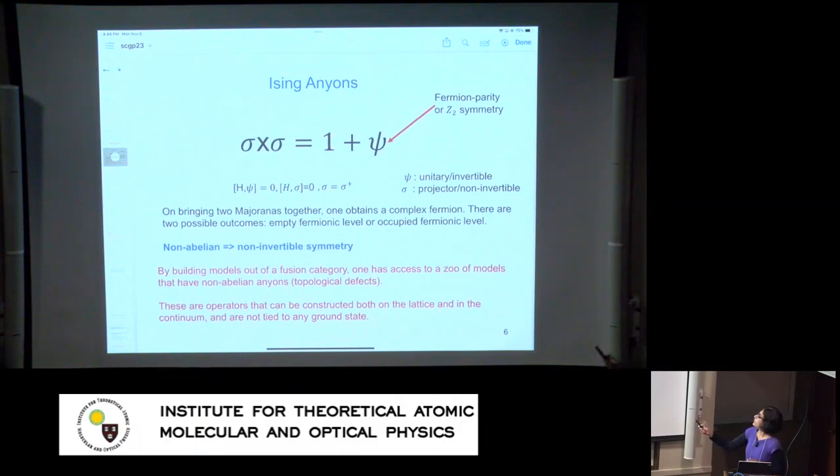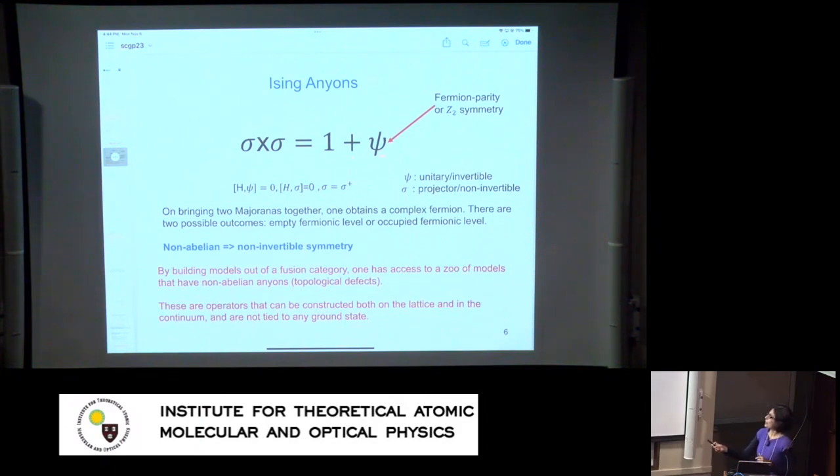The psi here just represents the fermion parity, right? So sigma cross sigma is equal to 1 plus psi, where psi can take two values, 1 and minus 1. So the two possible values on the right-hand side just mean that when I bring these two Majoranas together, I either get an empty fermion or an occupied fermion state. Okay? But this is also an example of a non-invertible symmetry.